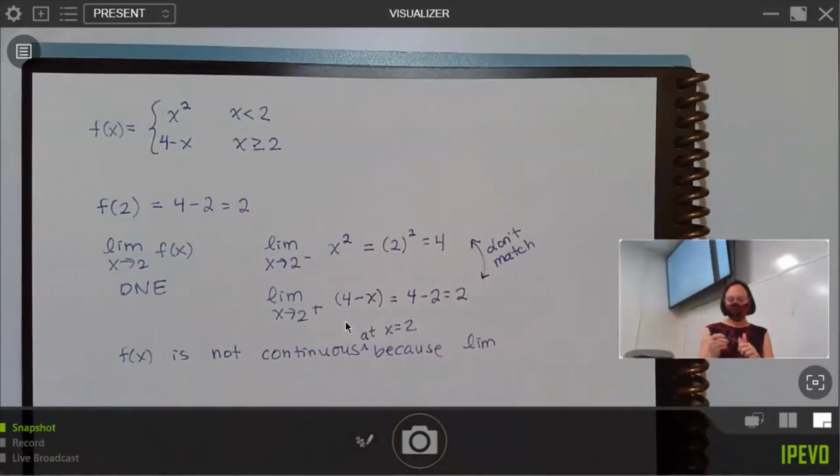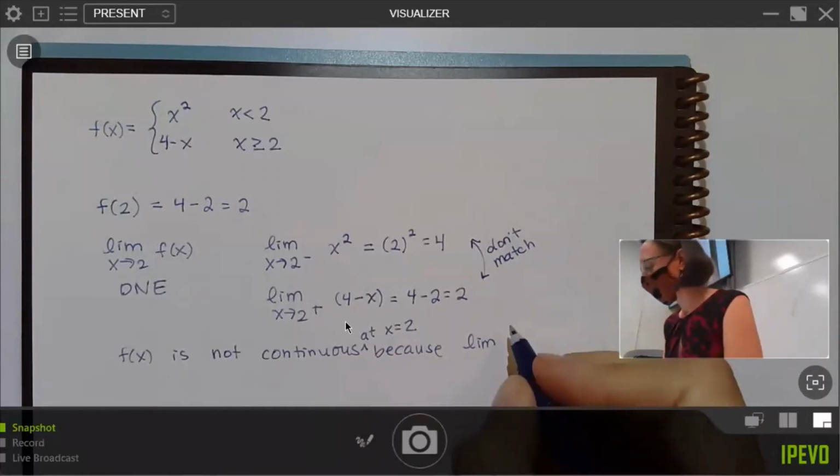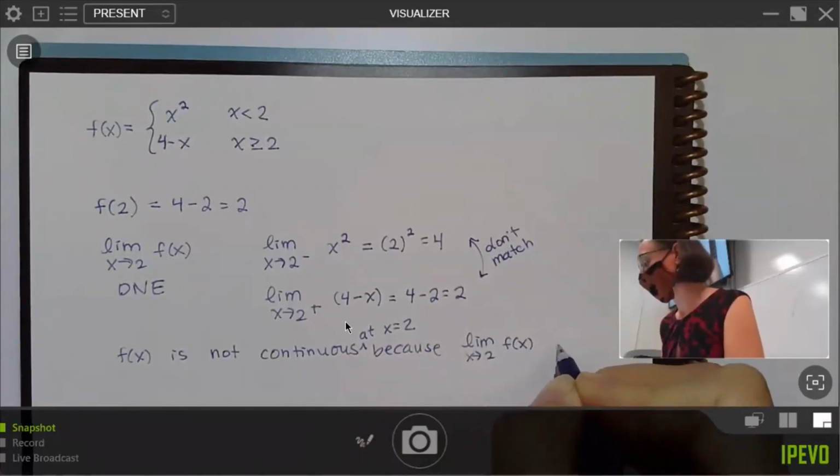When we talk about continuity, we're really thinking about that definition of continuity with the 3 parts. That's our definition of continuity at a point. This function is actually continuous everywhere else. So it would be wrong to say that it was not continuous. It is continuous everywhere except at x equals 2. So this is not continuous at x equals 2 because the limit as x approaches 2 of f of x does not exist.